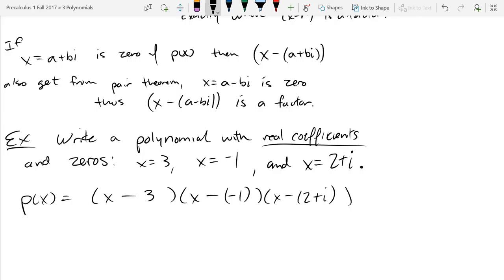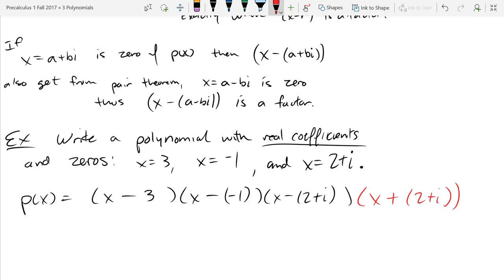So what about the complex conjugate theorem? Would we not have another? So we're going to use the complex conjugate theorem. I wanted real coefficients. So the only way to have real coefficients if you have a complex zero or factor is that you need the conjugate.